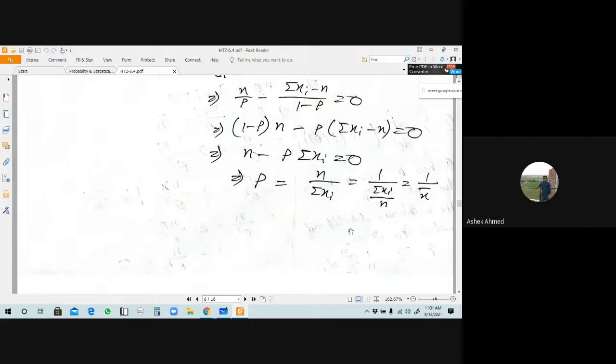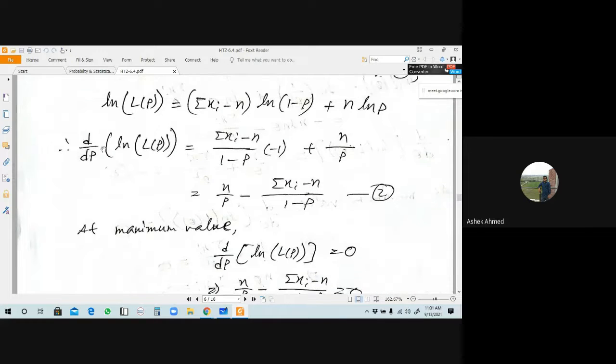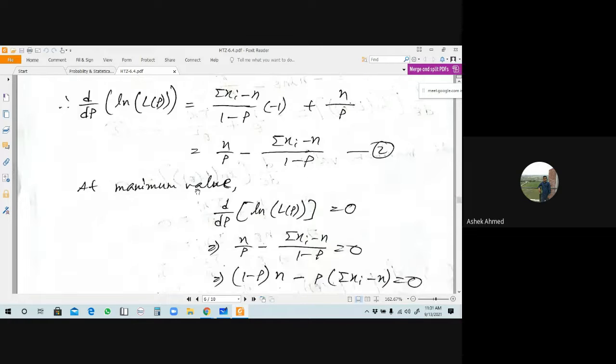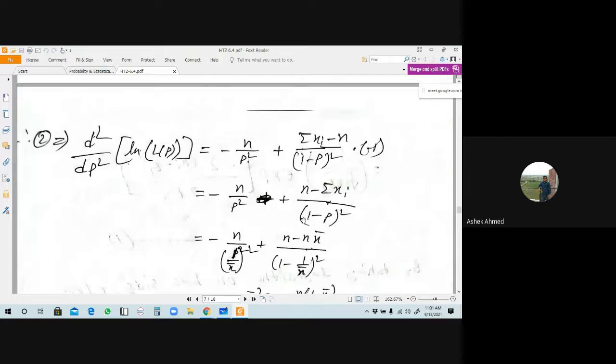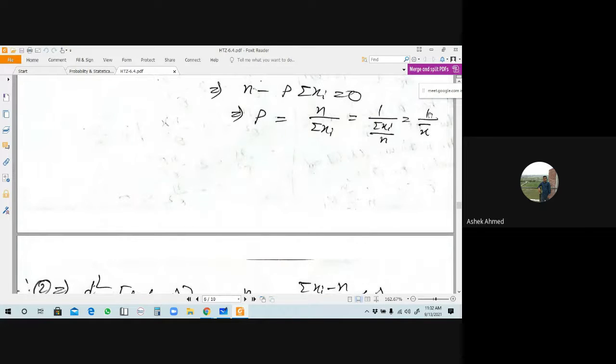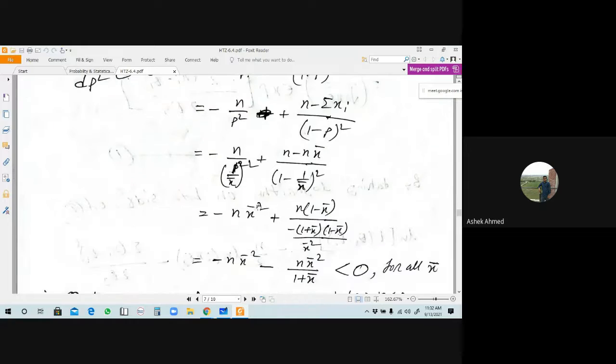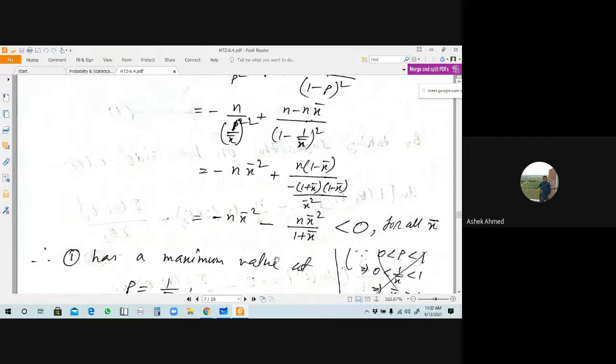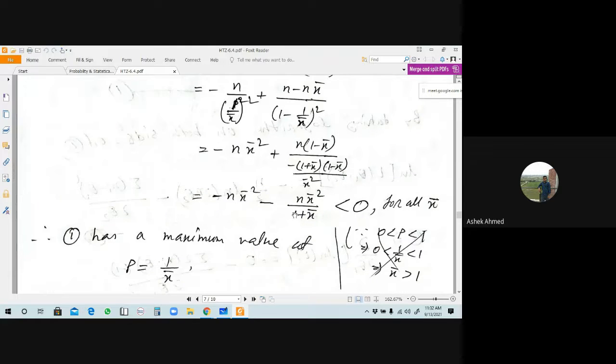For finding the maximum likelihood estimate, you have to differentiate the equation of 2 with respect to P again. So this is the second derivative. After evaluating this, you have to substitute the value of P here, that is 1 by x bar. After substituting, if you simplify these two terms, the result will be in this form.